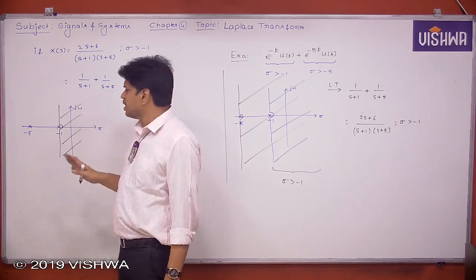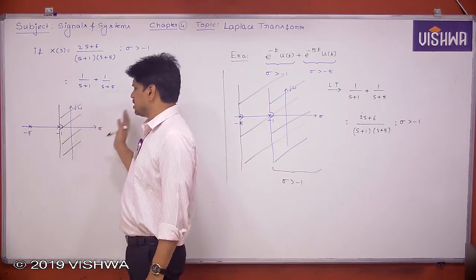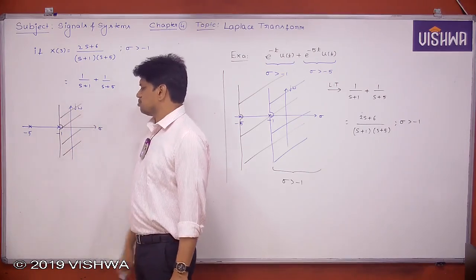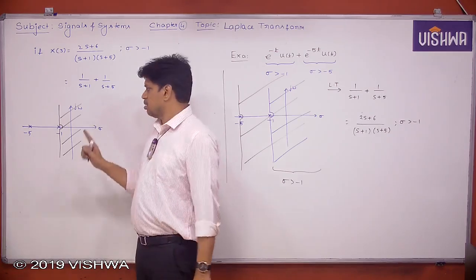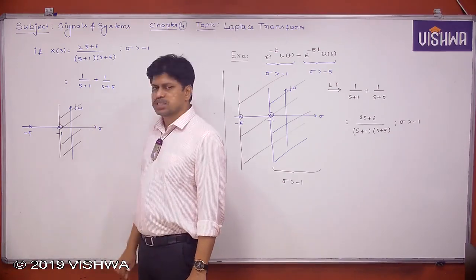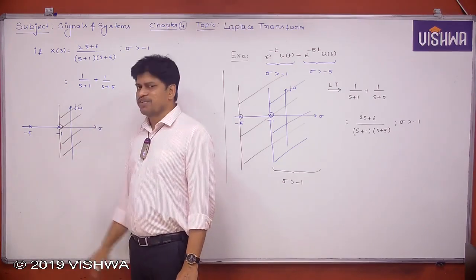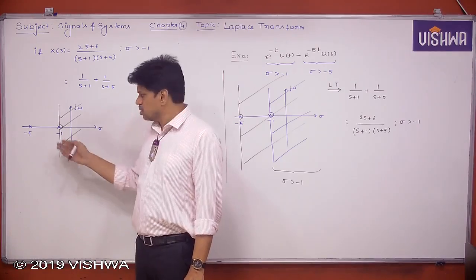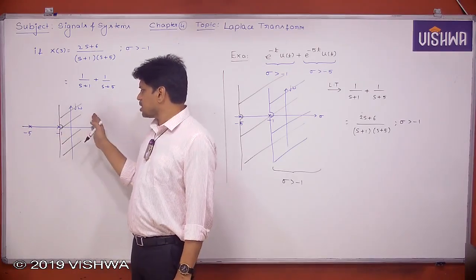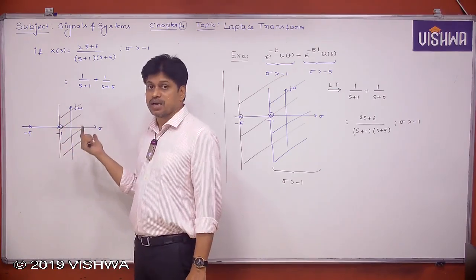Sir, it is highly difficult to find which one is the right side and which one is the left side. Don't worry, simply see this. For -1, don't worry about the common ROC or anything. Just see where the ROC is given, and it is on the right side. Next, for -5 also, where the ROC is given, it is the right side only. So I can say for both the signals, we have to write right side.